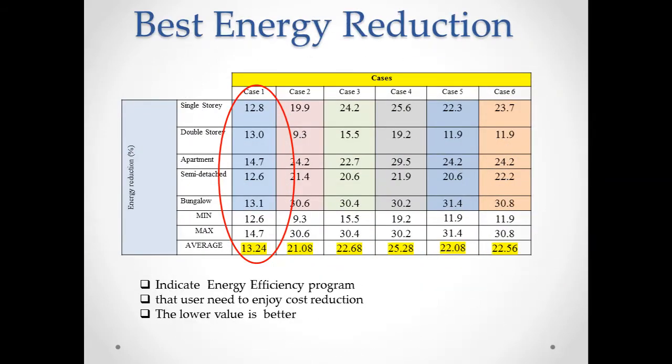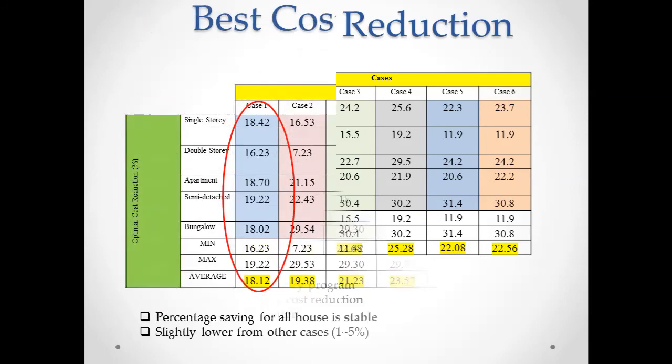To enjoy the cost saving, the consumer also needs to reduce some of the energy consumption. Based on the table, only case 1 gives a stable result for each type of house. The average energy reduction is only 13.24% compared to the others. So the consumer only takes less effort to enjoy the cost saving.